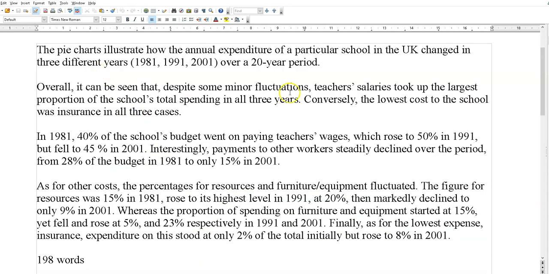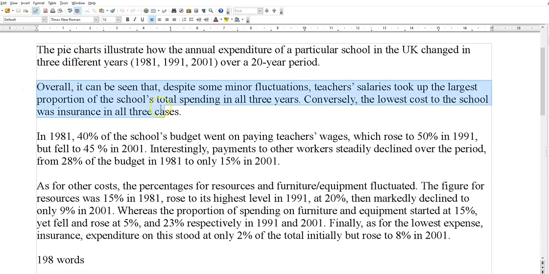The pie charts illustrate how the annual expenditure of a particular school changed. So that's pretty straightforward, right? Most people get the introductory sentence right, because it's a sentence or possibly two. You just have to change it sufficiently, so it's not copied directly from the rubric.